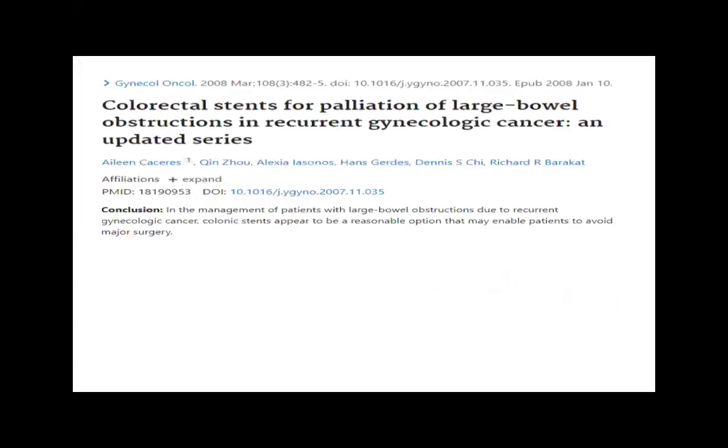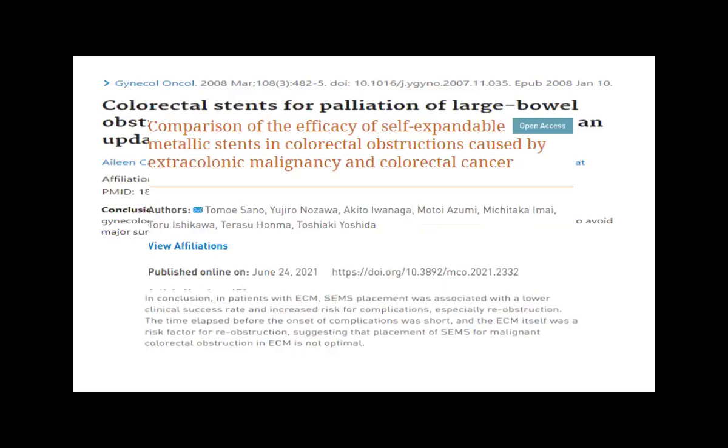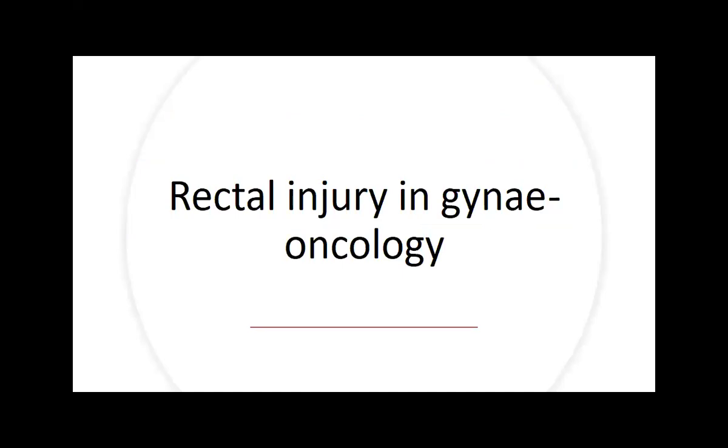And the evidence about the use of stents in non-colorectal cancer is limited. From the limited evidence we do have, in one series, the management of patients with large bowel obstruction from recurrent gynecological cancer with a stent appeared to be a reasonable option. This was the conclusion. But in another series, they found that the stent in extracolonic primary malignancy has failed in comparison to colonic malignancy, so they don't recommend it. They recommend diversion rather than stent. There's limited evidence in a way.